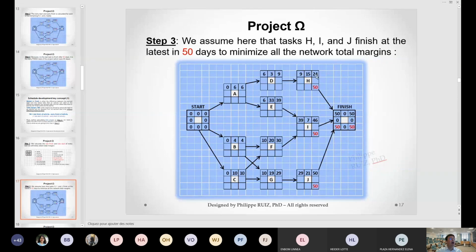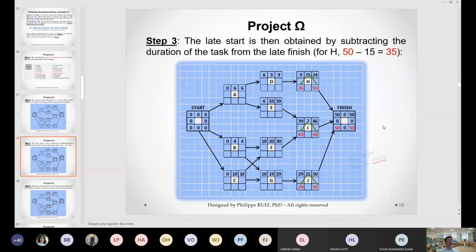Late starts. How do I get the late start of activity H? Knowing that the late finish is 50 for H, I'm going to subtract the duration of H from the total duration of the project. So 50 minus 15 is going to be 35. Okay, let's take a look at that. So it's explained here.